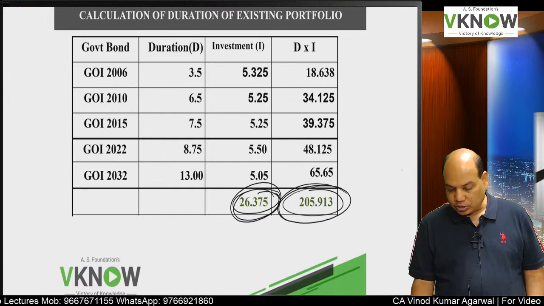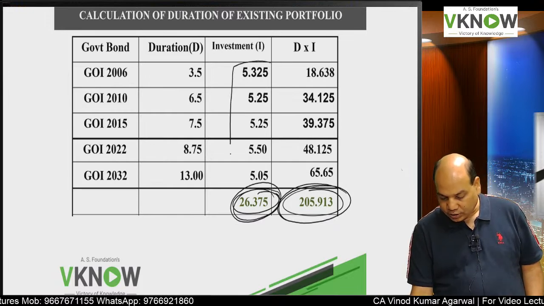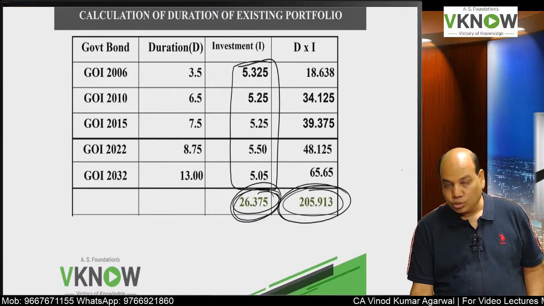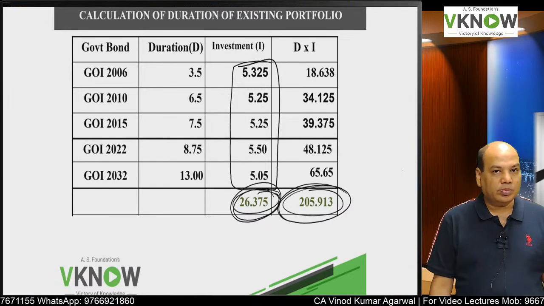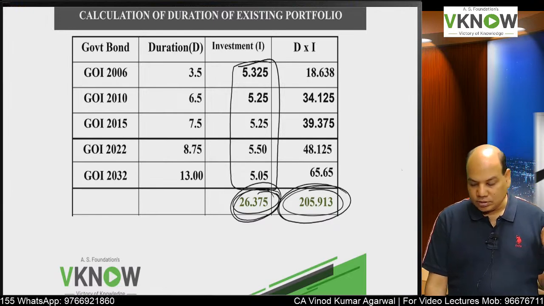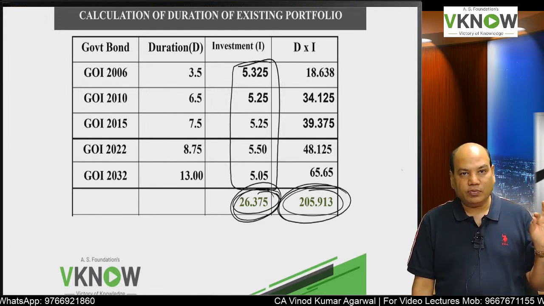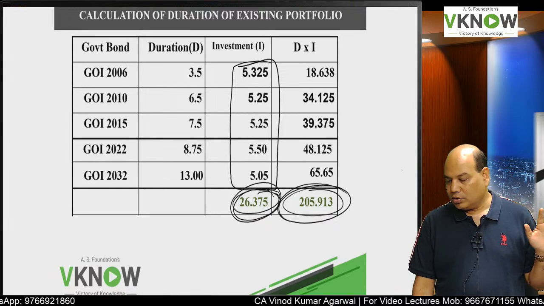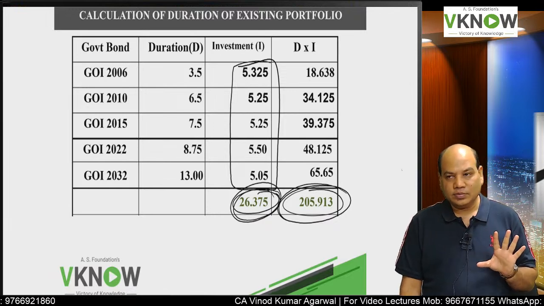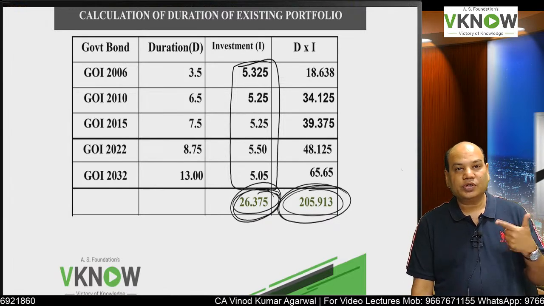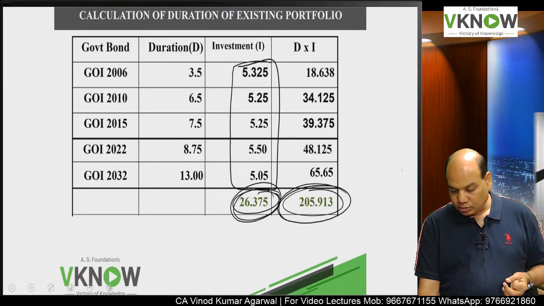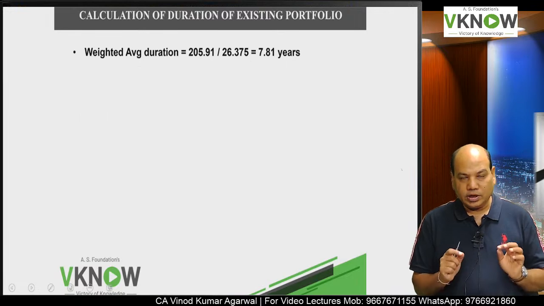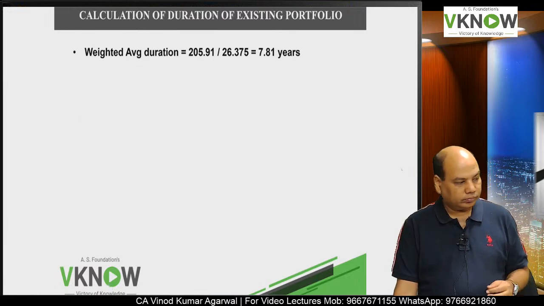Or you can do one more thing. You can first convert this investment amount into respective weights, and then multiply weight into 3.5. That will also give you the same answer, but that will involve one more step and consume more time. So write down below the table, weighted average duration.